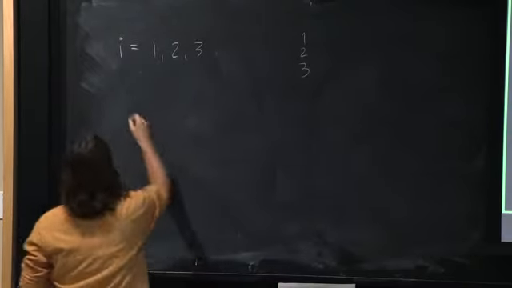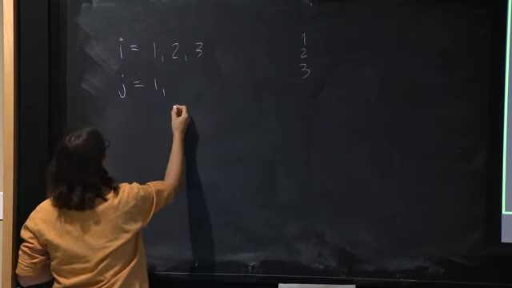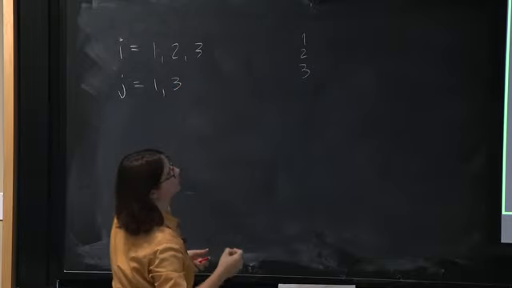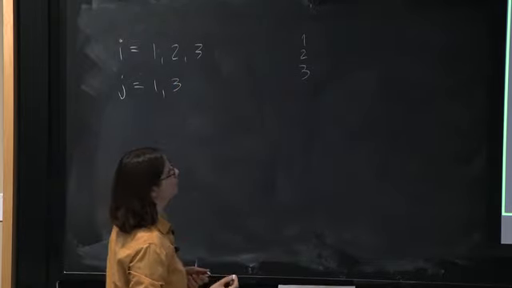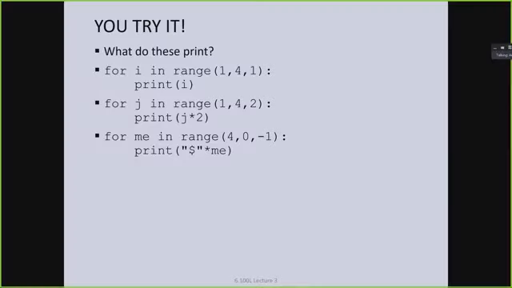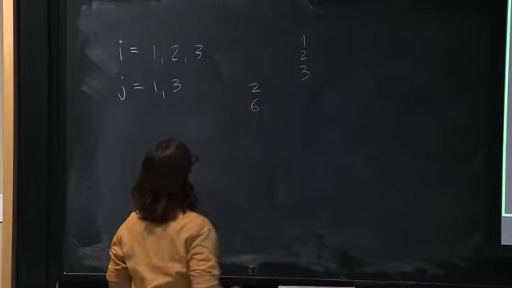How about the next one? J. What will the values of J be? 1, 3. And that's it? Yep, because we're going every other value. And what are we printing here? Yeah, exactly. So we're doing an operation with each one of these J's. So we're going to print 2 and then 6.